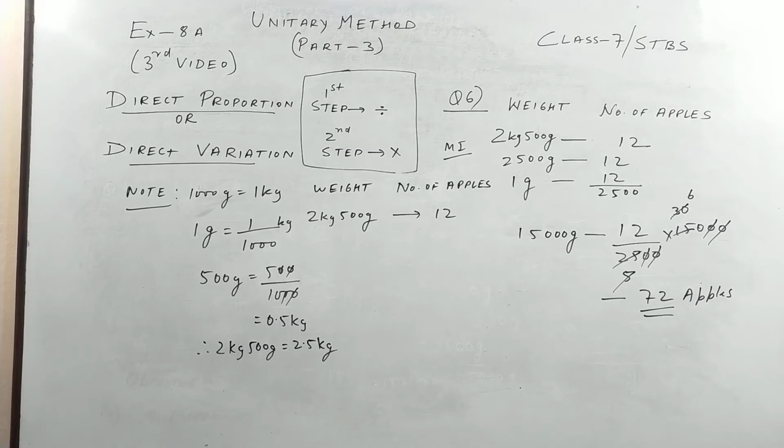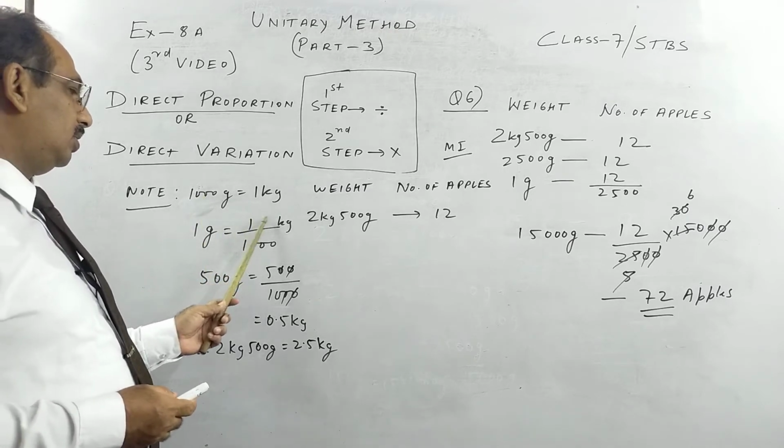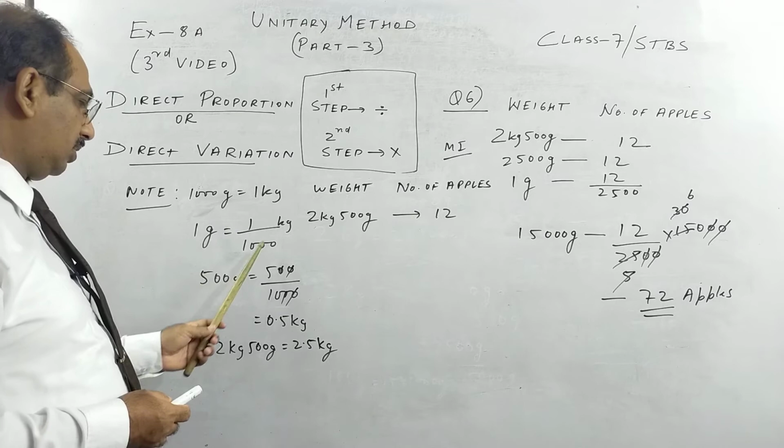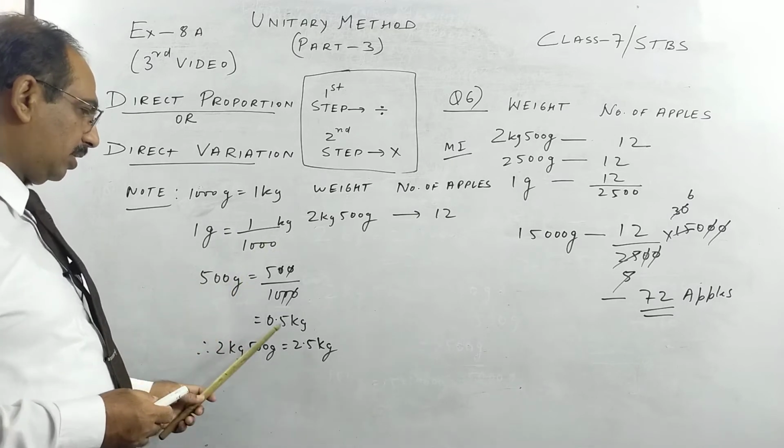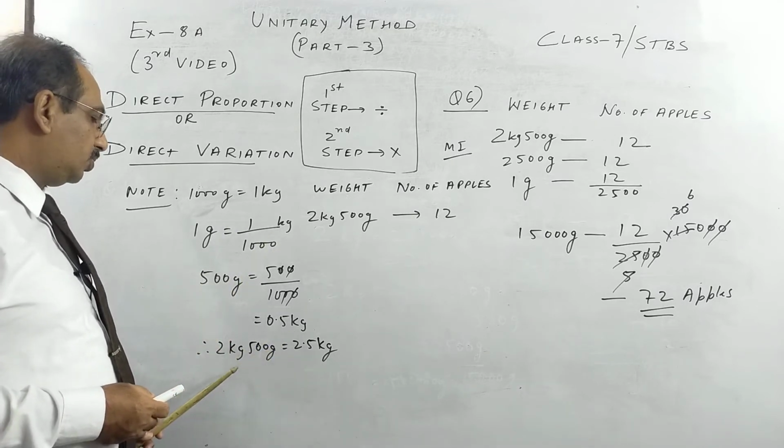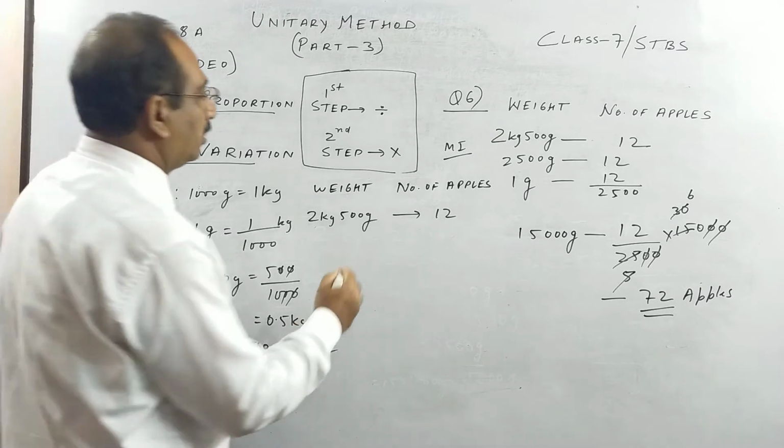So here in method 2, children, you will see I have converted. Copy: 1000 gram is 1 kg. So 1 gram is 1 by 1000 kg. Therefore 500 gram is 0.5 kg. So 2 kg 500 gram, children, becomes 2.5 kg.